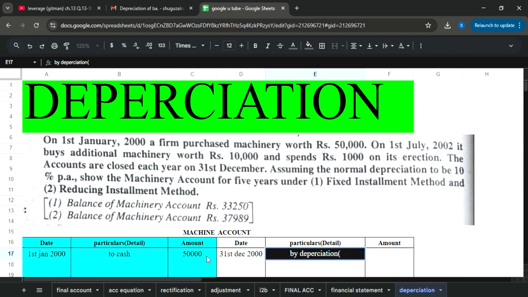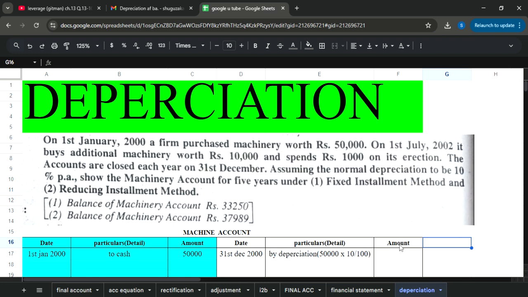For fixed installment, we will always choose the value of the asset at the beginning of the period. So 50,000 was the value of that asset. You will multiply by the percentage mentioned over here, assuming normal depreciation to be 10%. So you will charge 10% over here. How? You have taken the value of the asset 50,000, then multiply by 10 divided by 100.